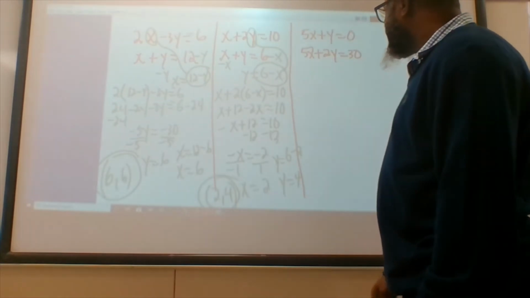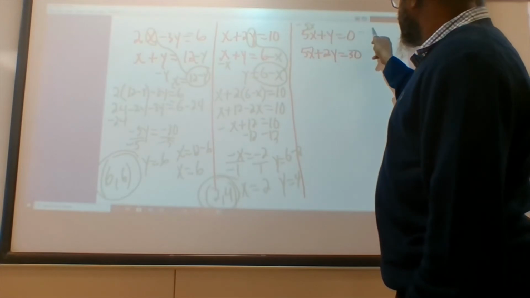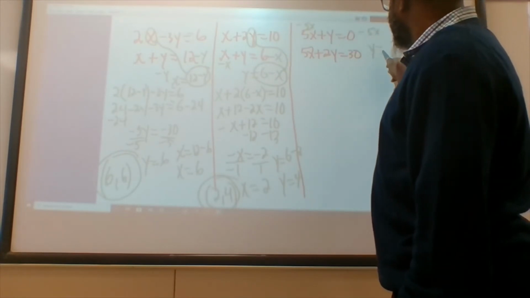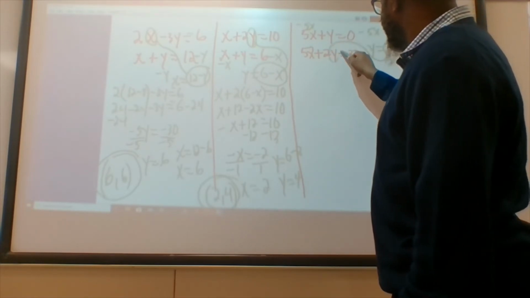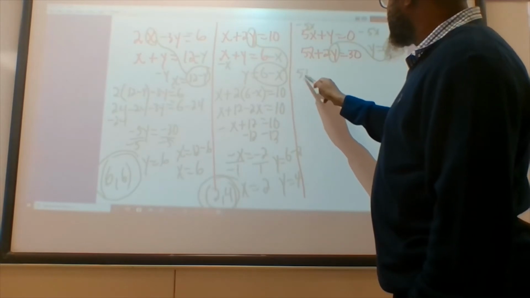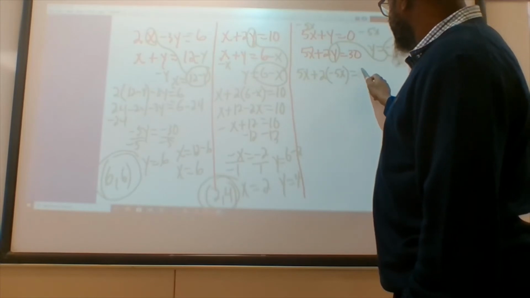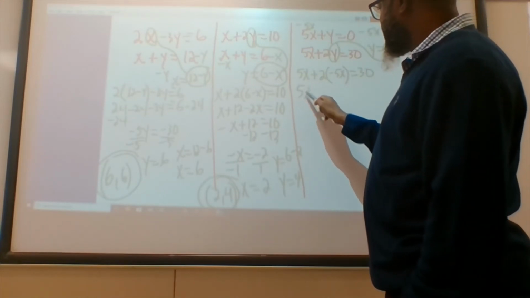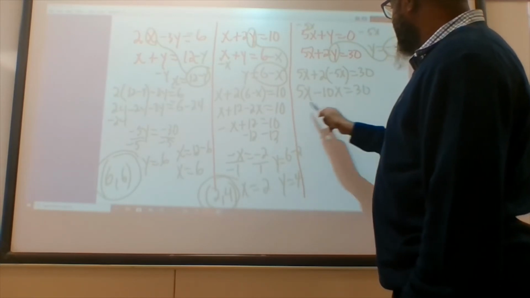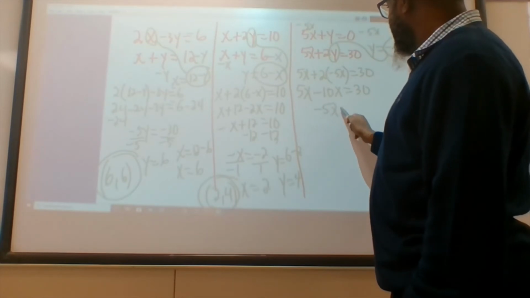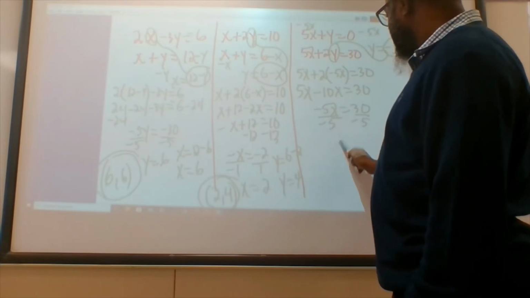Here I can solve for y, subtract 5x, then I will have y is equal to negative 5x. Then I'm going to take that and replace it here. Then I will have 5x plus 2 times negative 5x is equal to 30. Now we'll have 5x, use my distributive property, minus 10x is equal to 30. Combine like terms, that will give you negative 5x is equal to 30, divided by negative 5. In this case, x is negative 6.